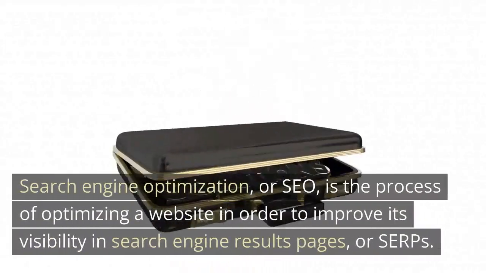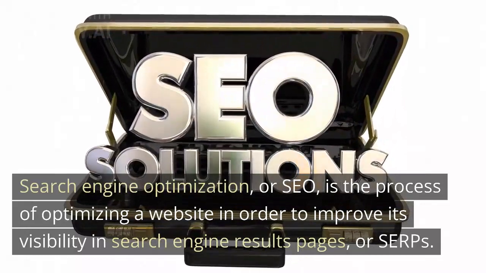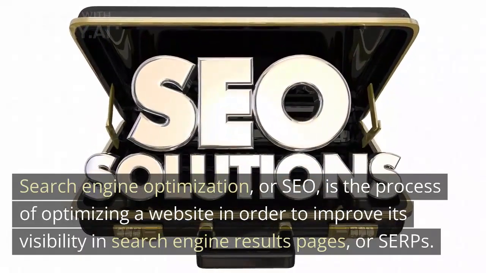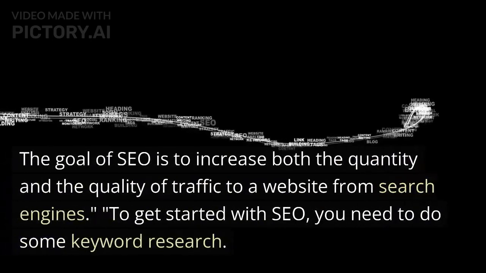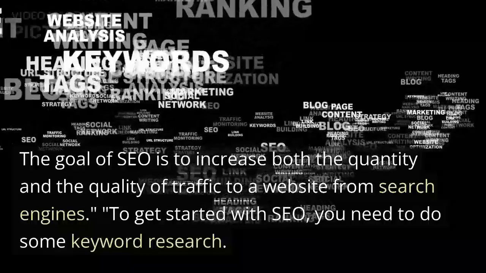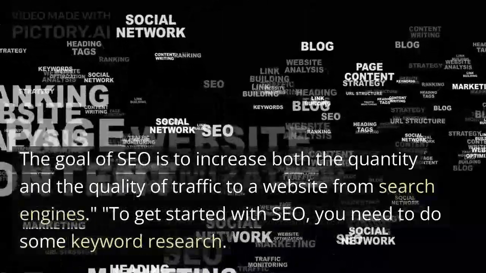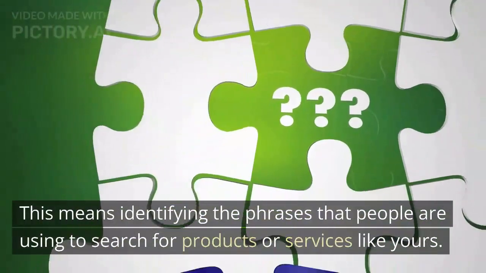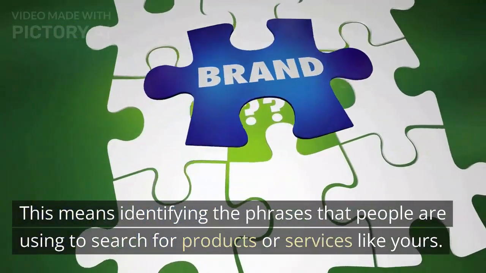Search engine optimization, or SEO, is the process of optimizing a website in order to improve its visibility in search engine results pages, or SERPs. The goal of SEO is to increase both the quantity and the quality of traffic to a website from search engines. To get started with SEO, you need to do some keyword research. This means identifying the phrases that people are using to search for products or services like yours.